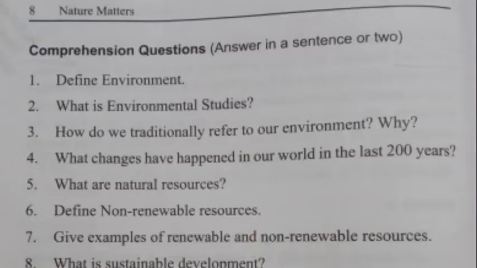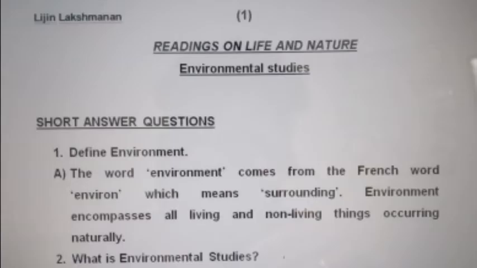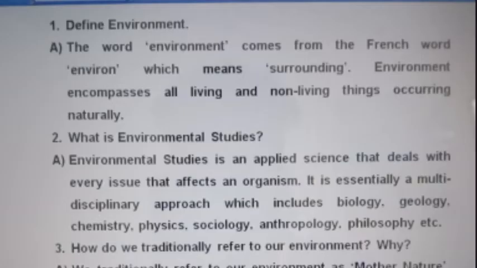When you open the textbook at page number 8, you can see the comprehension questions, that is, the short answer questions. There are 10 short answer questions, then there are also 5 paragraph questions and 3 essay questions. First, we will begin with the short answer questions. The first question is, define environment.